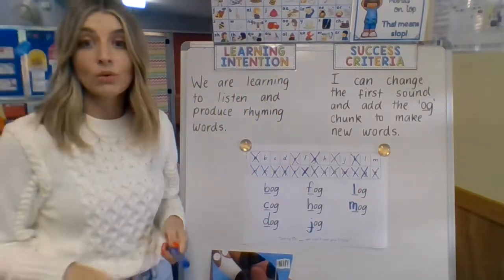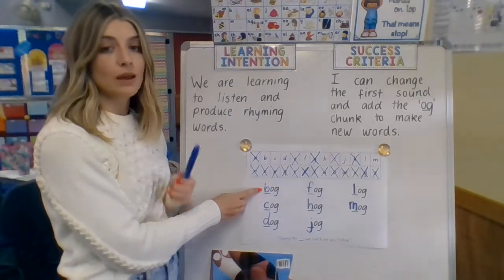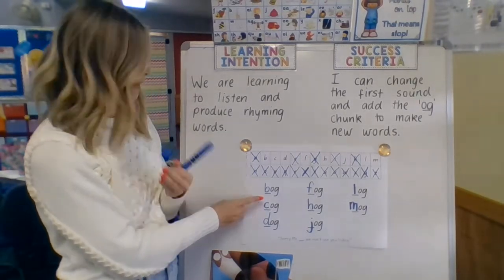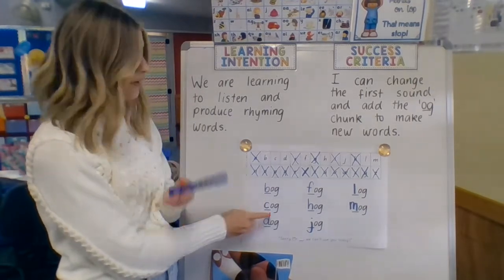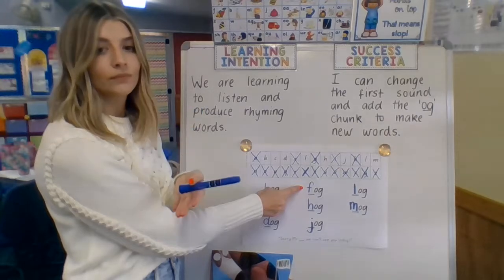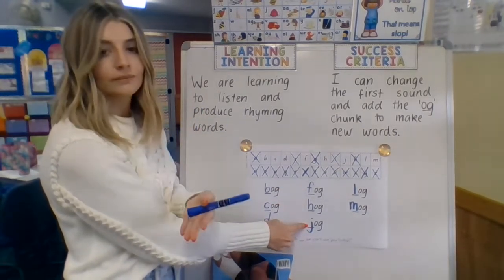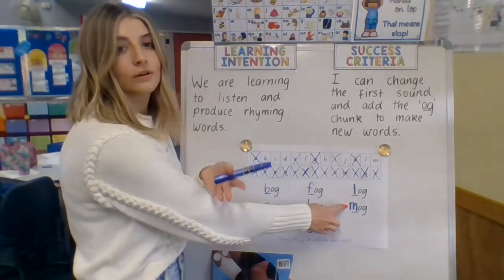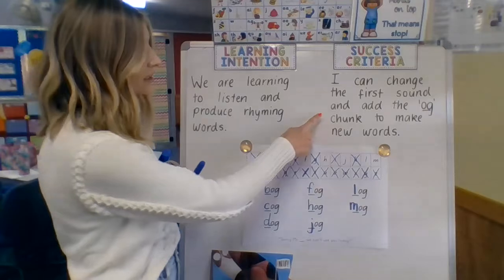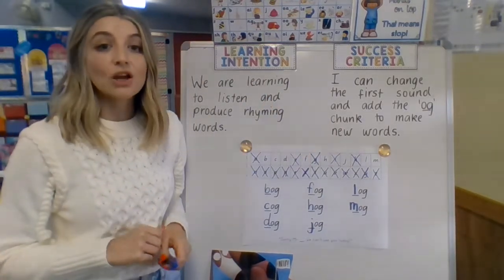Okay, let's have a look at what rhyming words we did make today. Can you say these words after me? Bog, cog, dog, fog, hog, jog, log, mog. Good job.